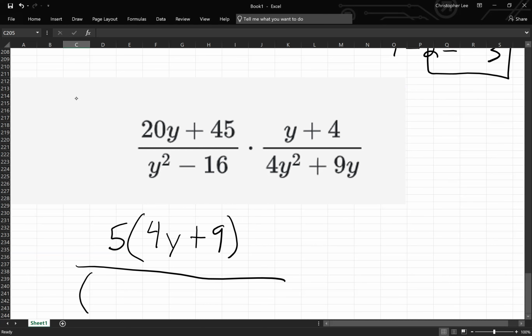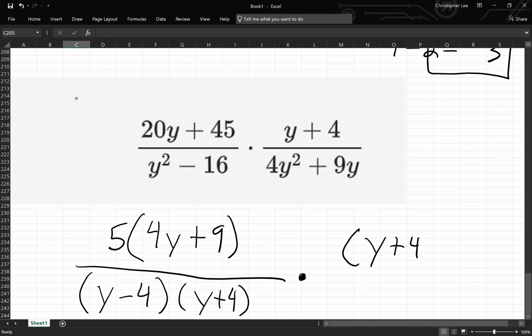So y squared minus 16. Factor it. Not 12, no. Y minus 4, very good. And y plus 4, very good. Times. We have the y plus 4 up here. Help me out on the bottom. What's this? Y, good. And what's left over? No, 4y plus 9. Very good.